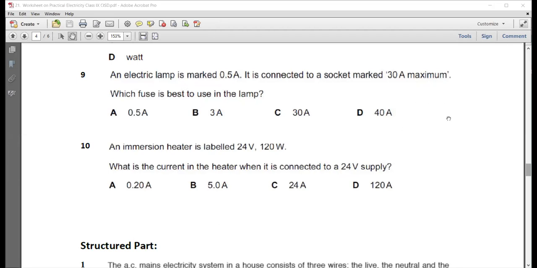Okay. So Karim, you send the participants information in the group, okay? Okay, sir. Yes, sir.